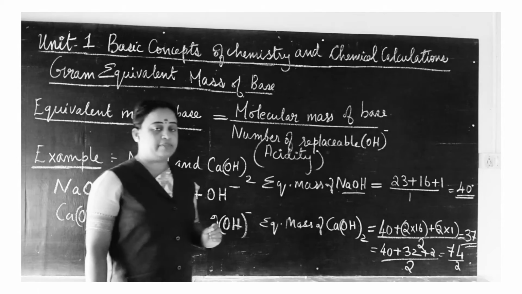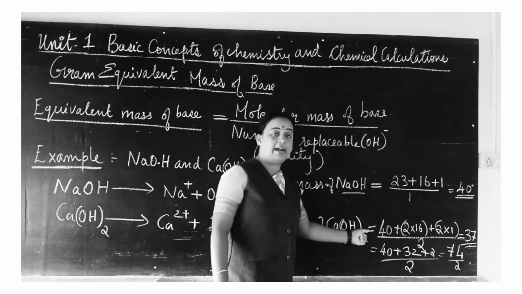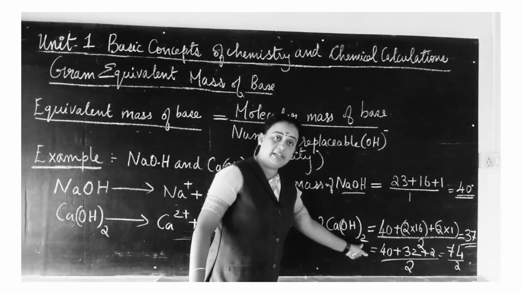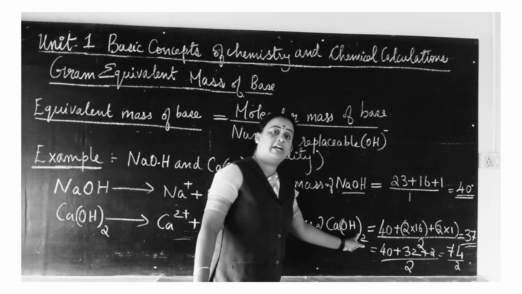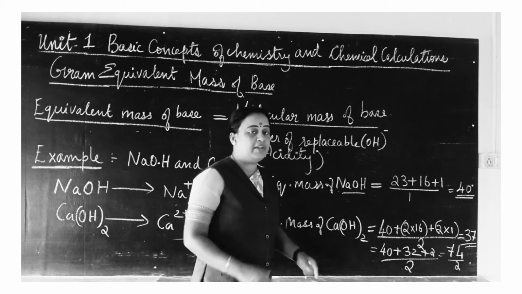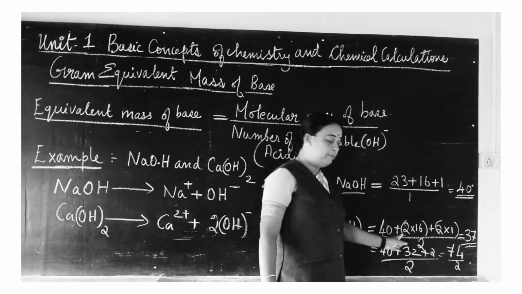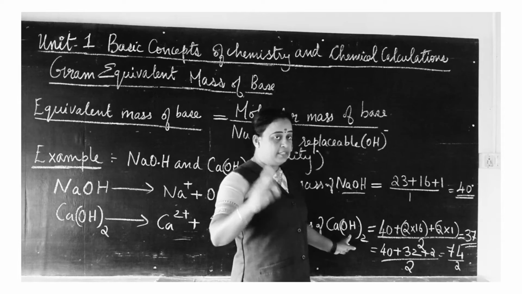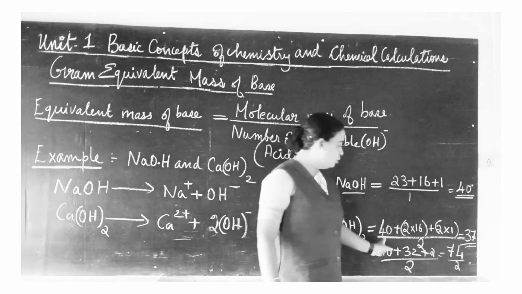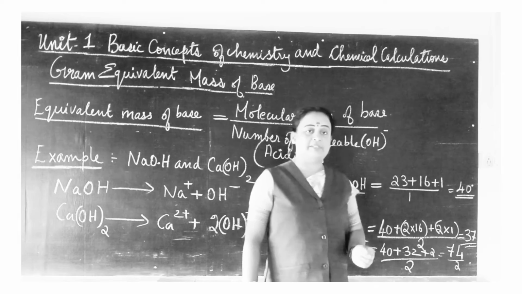First, we take the molecular mass of calcium hydroxide. It consists of 3 elements: calcium, oxygen and hydrogen. There are 2 oxygen atoms and 2 hydrogen atoms, because there are 2 hydroxyl groups, and 1 calcium atom. We add up the atomic mass of each element to get the molecular mass. The atomic mass of calcium is 40, plus oxygen 2 into 16, plus hydrogen 2 into 1. Altogether that gives you 74. So 74 is the molecular mass of calcium hydroxide.